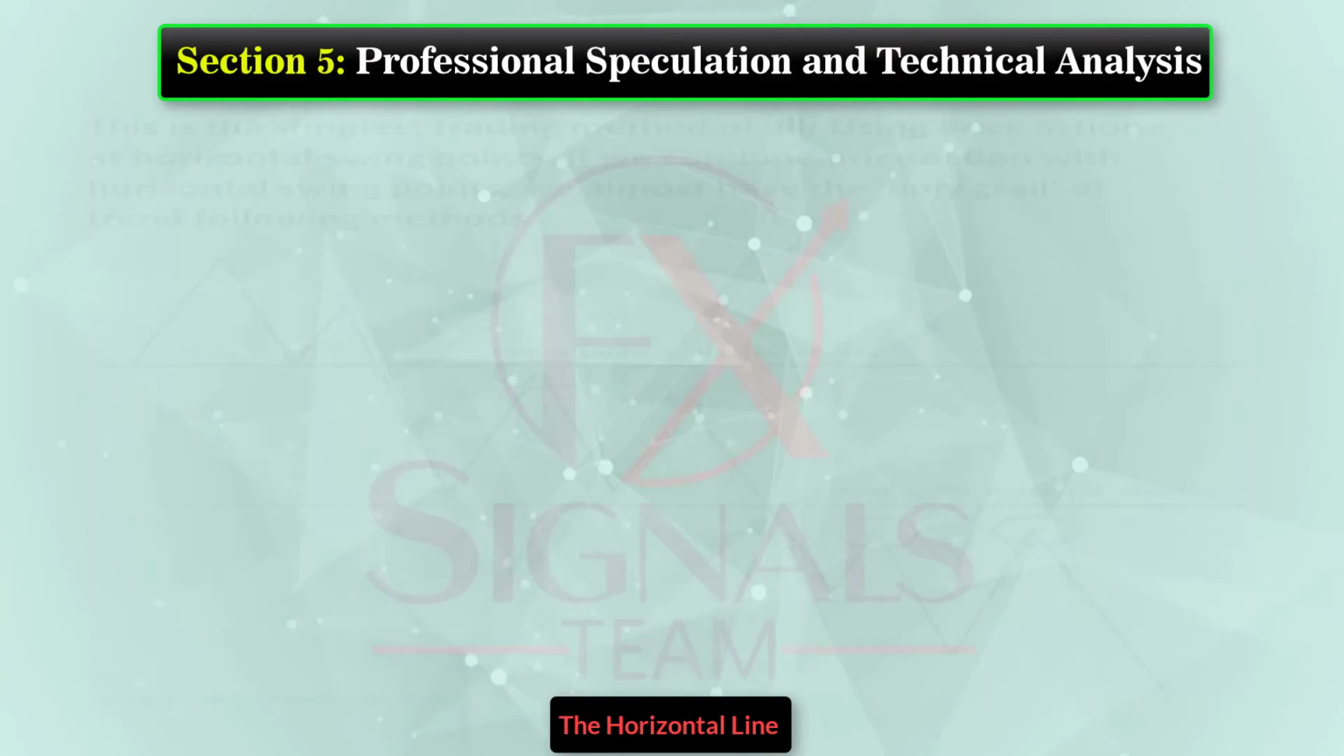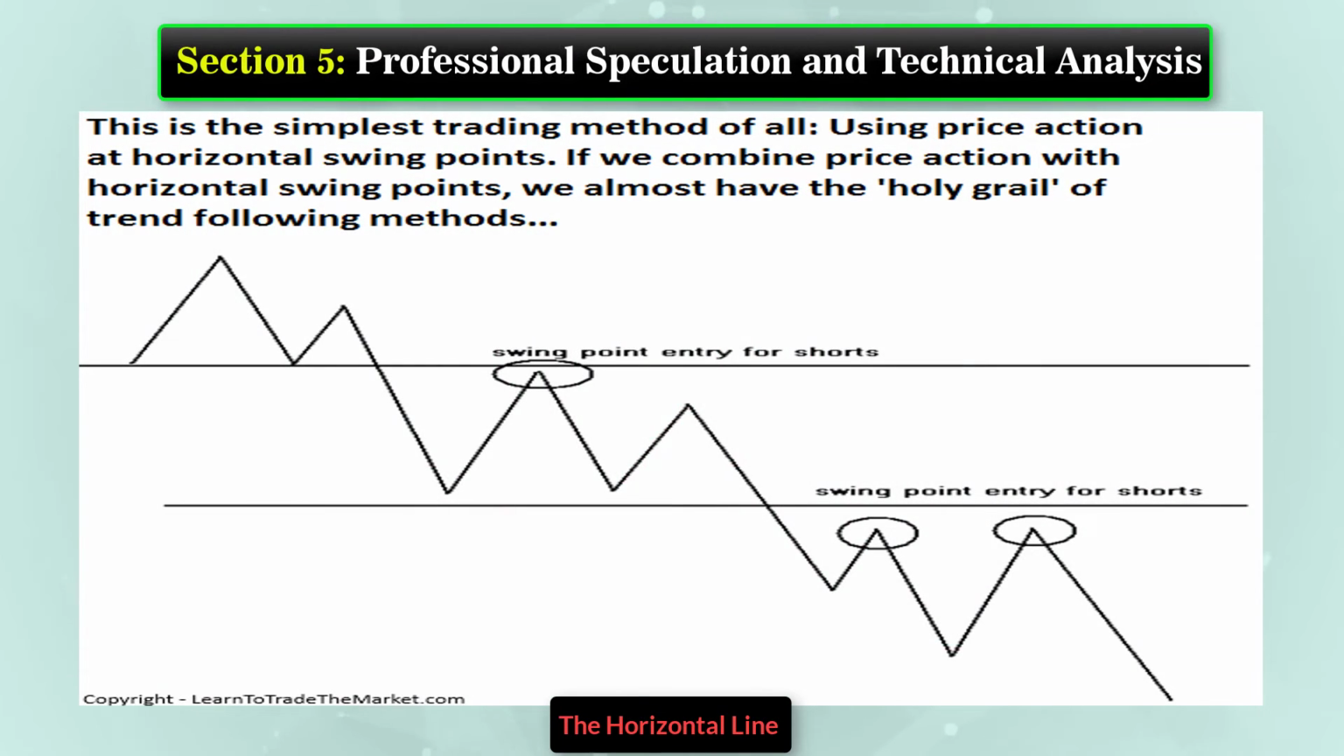The horizontal line. This is the simplest trading method of all, using price action at horizontal swing points. If we combine price action with horizontal swing points, we almost have the holy grail of trend following methods.